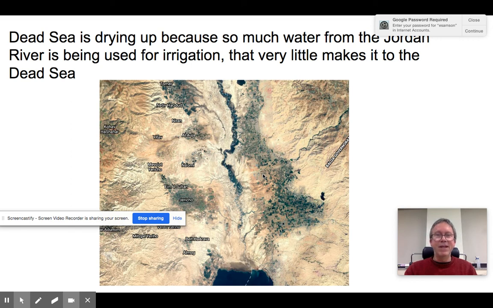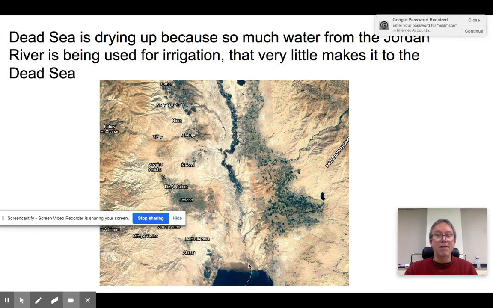Occupied Palestine, okay? And then here is Jordan, okay? And you can see there's a lot of agricultural land here, right? Well, where's all this green coming from? It looks like a desert to me. Well, they're pumping it out of this river. And so, again, this river gets so used that by the time it reaches the Dead Sea, there's nothing left.